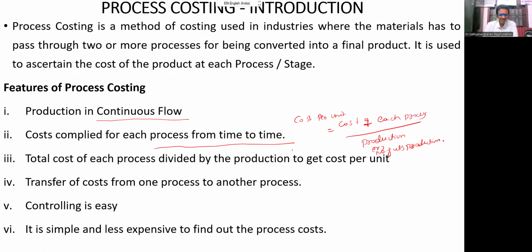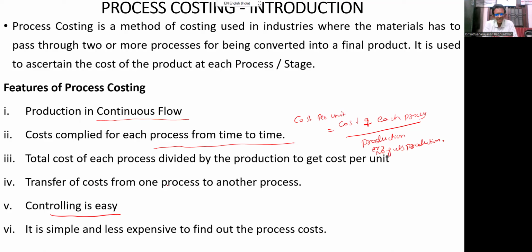Transfer of cost from one process to another process. Whatever is the output of process 1 will be the input for process 2. Whatever is the output of process 2 will be the input for process 3. That is what is called transfer of cost from one process to another. Controlling is easy. Here we are not going to mix up all the processes under one particular account.